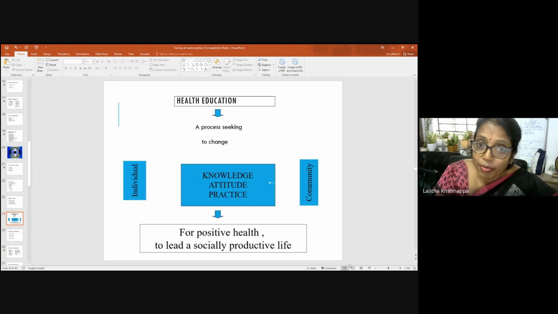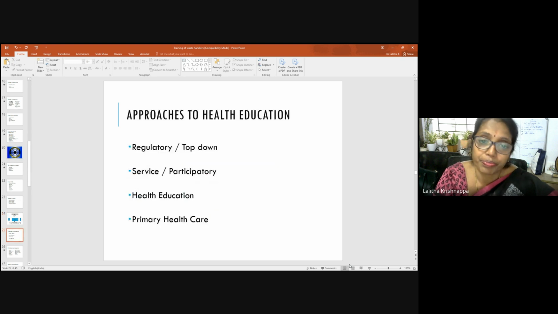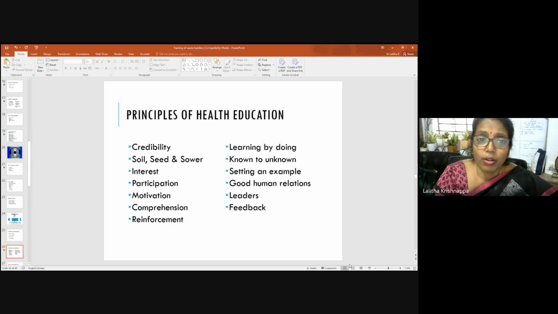So finally, what we are trying to do in health education is change the knowledge, the attitude or the practice, basically any change in these components, for positive health to lead a socially productive life. This can happen at an individual level or a community level. We must keep certain principles while we are planning. You must know the credibility, that is, of the information you are giving.